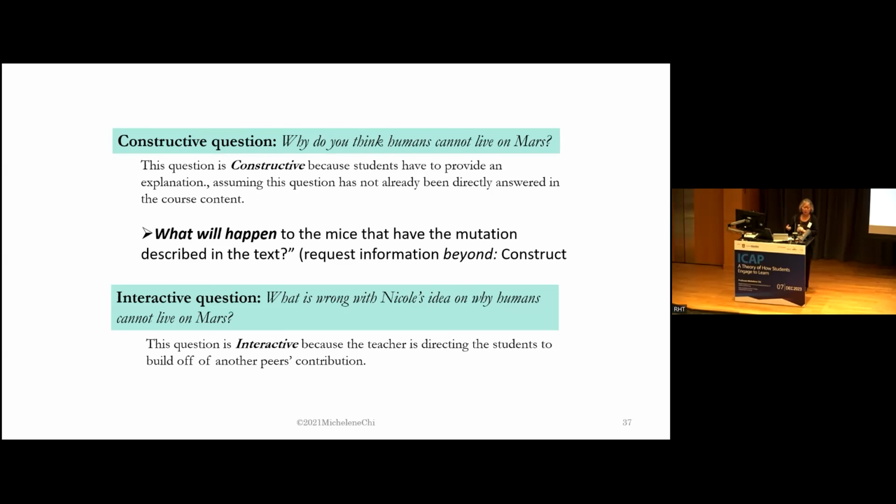You can also have constructive questions, of course. Why do you think humans can't live on Mars? This is constructive because students have to provide an explanation, assuming that the question has not already been directly answered in the course. What will happen to the mice that have the mutation described in the text? Again, requesting information beyond. And then there's the interactive question, which is pretty simple to generate, like what's wrong with Nicole's ideas on why humans can't live on Mars? It's interactive because you're asked to build on other students.